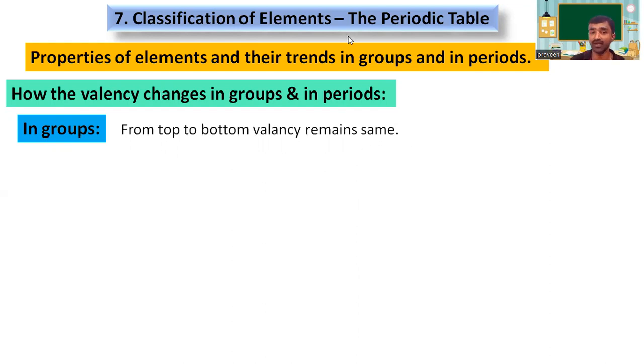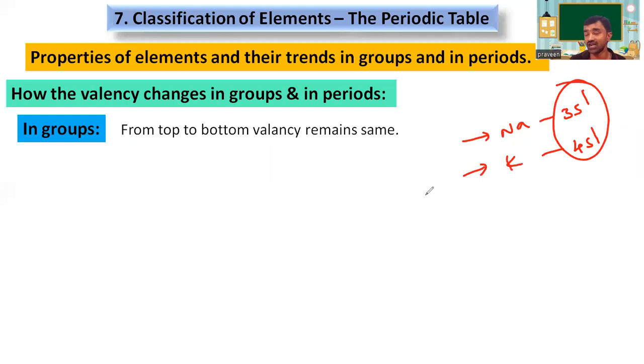For example, here sodium is taken. What is its valency shell electronic configuration? 3s1. Suppose potassium is taken. What is its valency shell electronic configuration? 4s1. Is there any change in the valency shell electron count? No. 1 electron, 1 electron. That valency is the same, not changed.